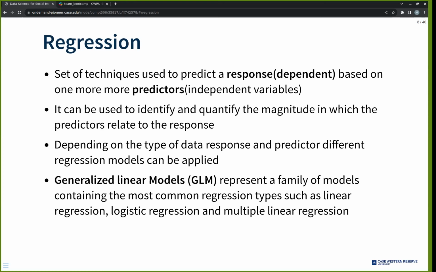Now, it can be used to quantify the magnitude. This is quite an important part of regression, that you can actually quantify how much a certain variable is affecting your response variable.